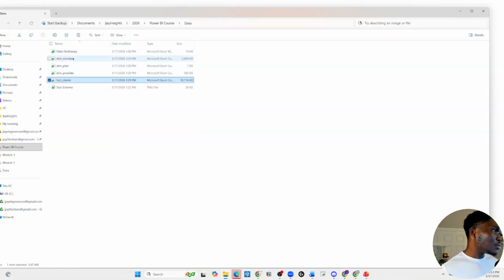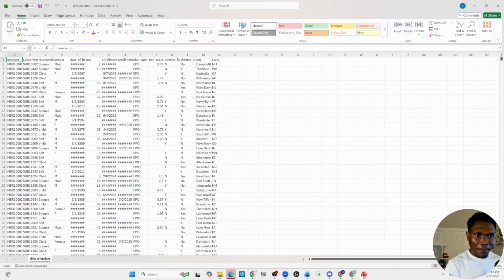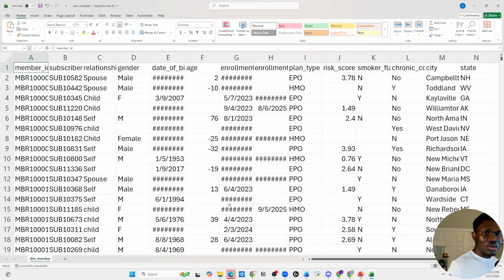So we have the dimension member data. You have access to this, so try to check the data yourself. The same thing applies to the relationship, like I said, if it's the spouse or the child, and what's the gender. We see here this is not clean, right? We have male, F, and M. We know M is male, but we need to make them consistent. So this is date of birth, age.